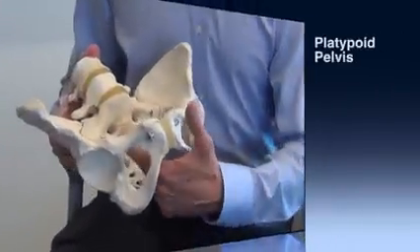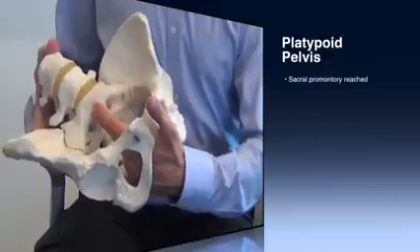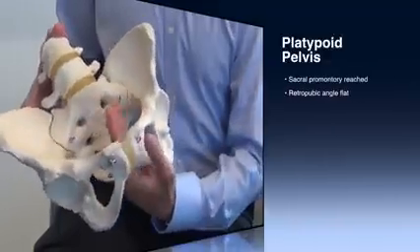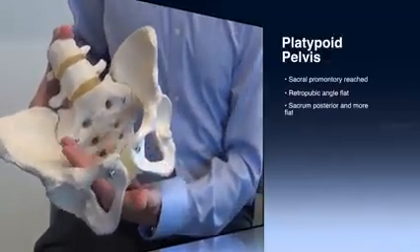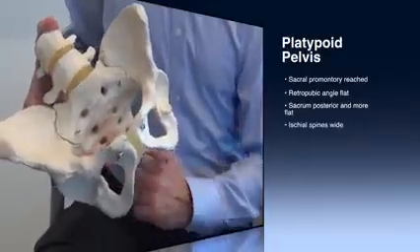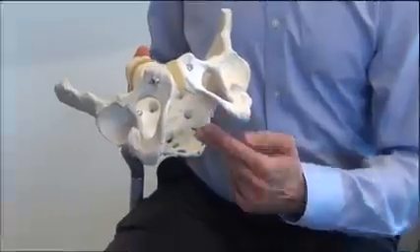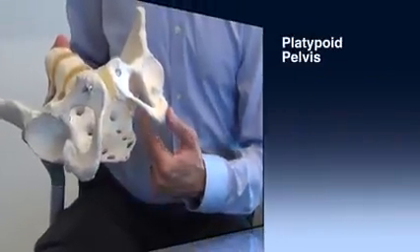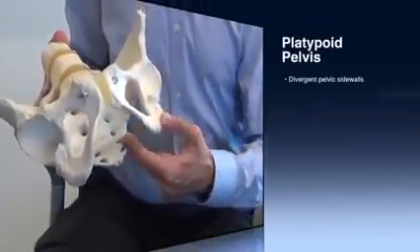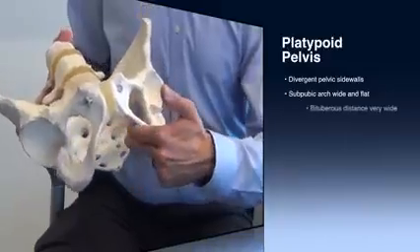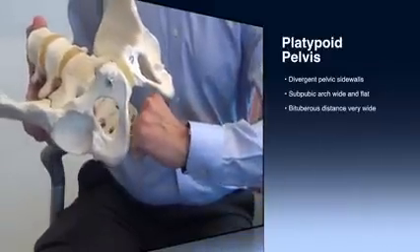On clinical pelvimetry, the sacropromontory of the platypoid pelvis is reached, and the retropubic angle is nearly flat. The sacrum is posterior and more flat. The spines are wide, and the pelvic sidewalls are divergent. The subpubic arch is wide and flat, and the bituberous distance is very wide.